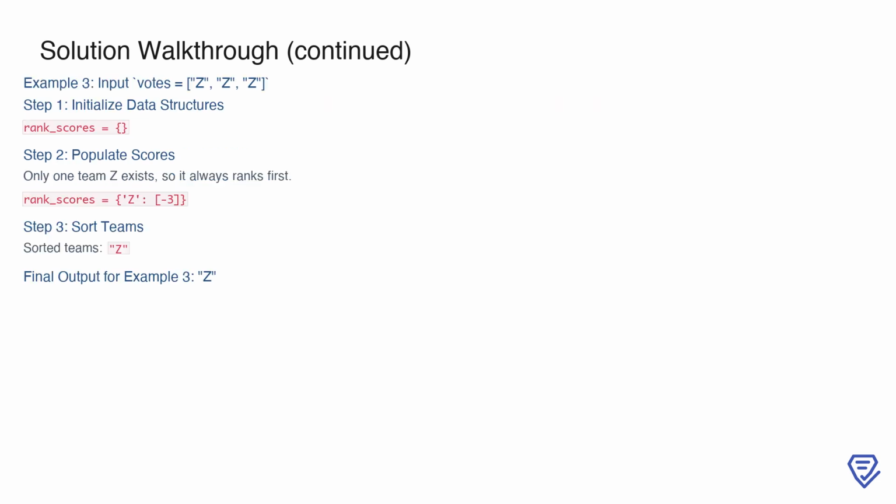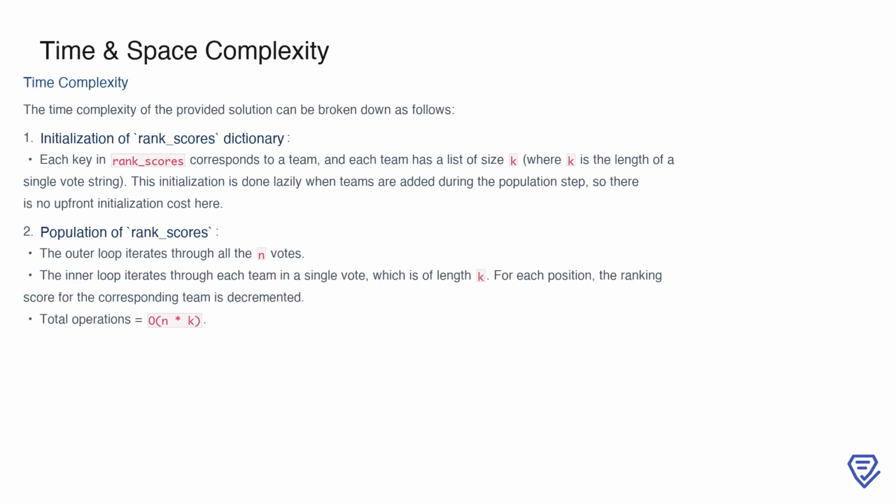For the final example, the input is Z, Z, Z. Here, there is only one team, Z, which appears in every vote. We initialize the rank_scores dictionary and populate it based on the votes. Since Team Z is the only team and is ranked first in all votes, its score is -3, reflecting 3 first-place votes. With no other teams to compare against, Team Z is ranked first, and the final output for this example is simply Z.